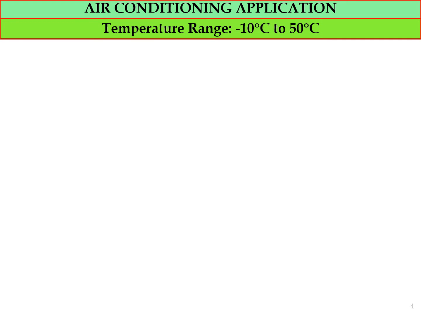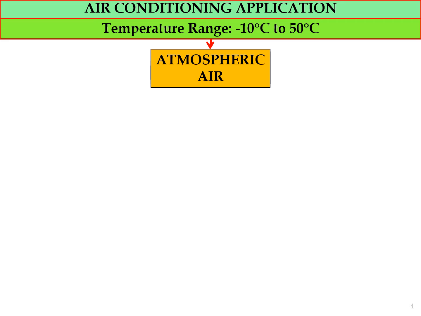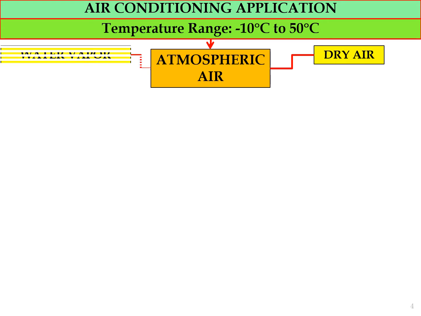The temperature range of air conditioning application is within minus 10 degrees Celsius to 50 degrees Celsius, and we use atmospheric air, which consists of dry air and also water vapor. Since the temperature range is within minus 10 degrees Celsius to 50 degrees Celsius, we can consider the dry air as an ideal gas.